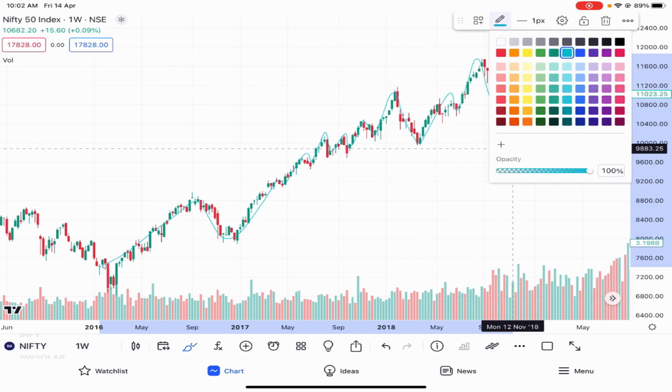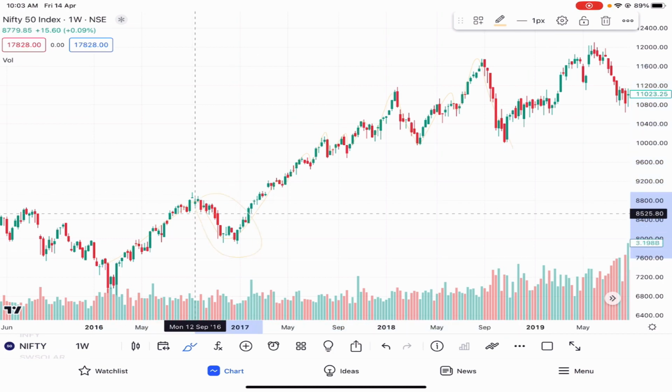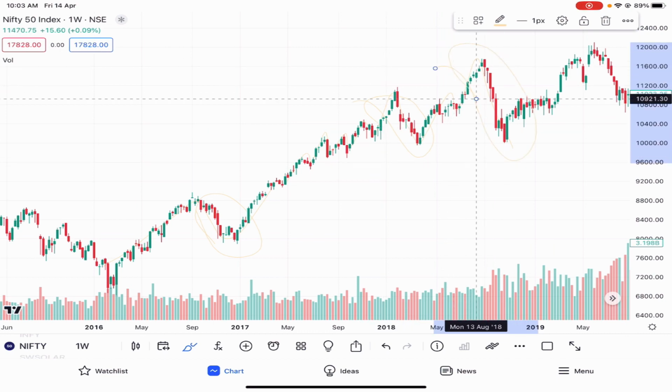Now what is my secondary trend over here? This is my secondary trend. Look at this. It is going down over here. In this phase it is going down, even though majorly it's in an uptrend. So that is my secondary trend.